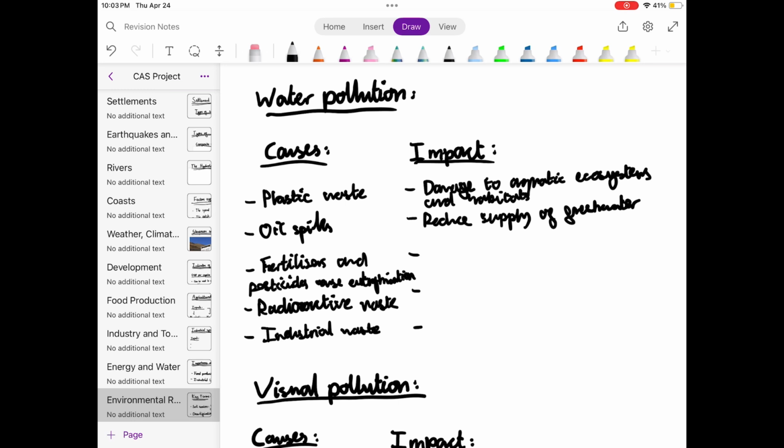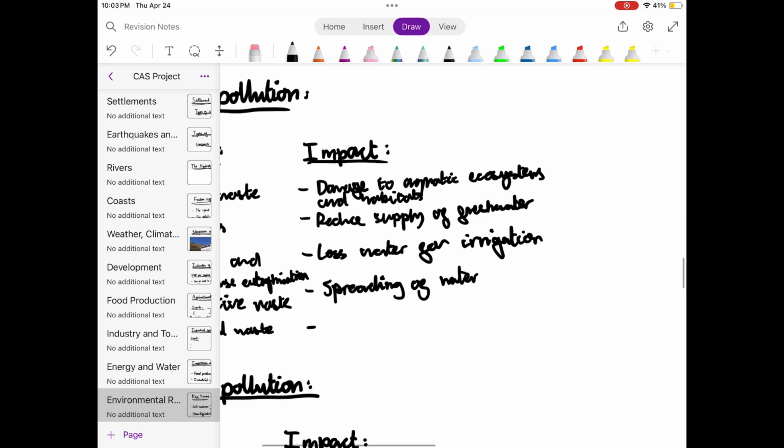The next impact is less water for irrigation, and this can lead to less crops being grown and can therefore harm the agricultural industry in a country. The next is the spreading of water-borne diseases. And finally, it can also cause the death of wildlife.